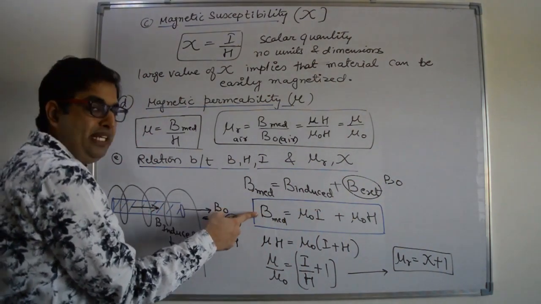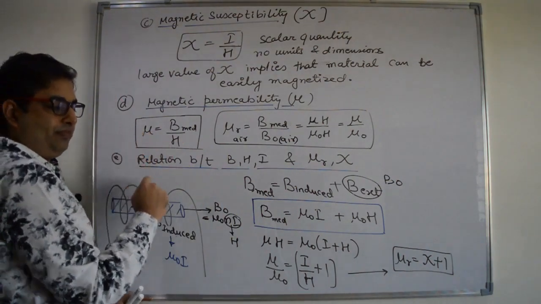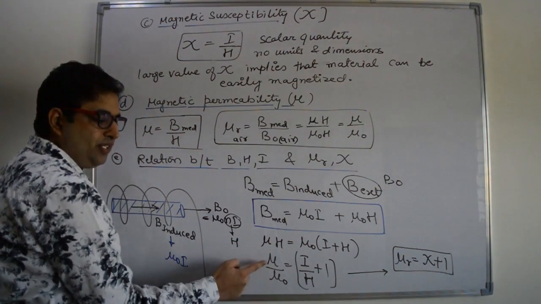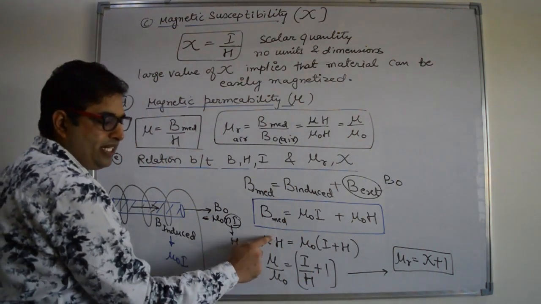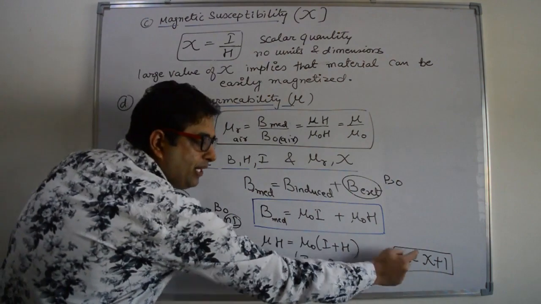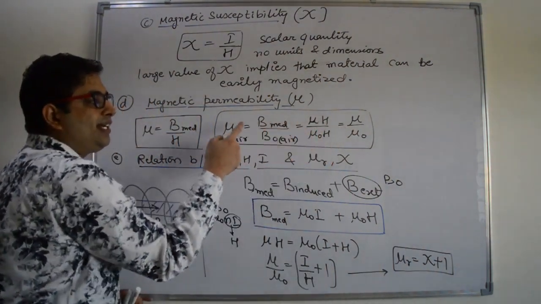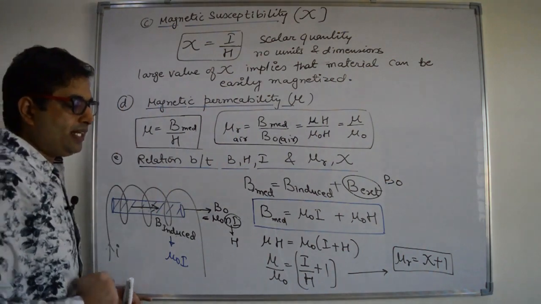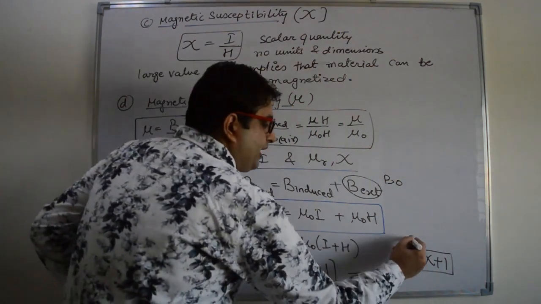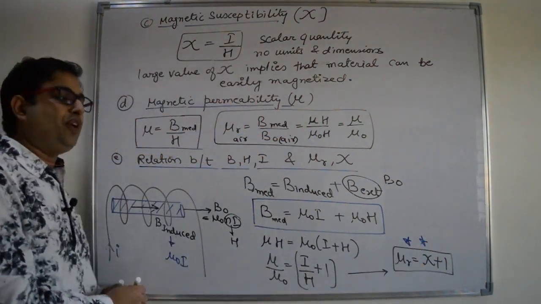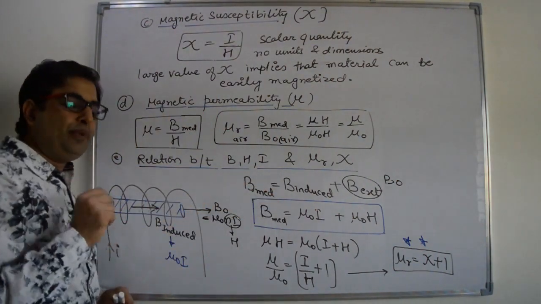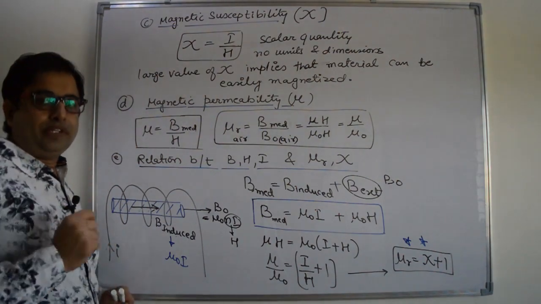Replace B medium with mu into H, right? Take mu naught common and shift this mu naught to the denominator. So mu divided by mu naught equals, with H in the denominator, I by H plus 1. I by H is susceptibility and mu by mu naught is relative permeability. So mu r is equal to 1 plus chi, a very important formula for magnetism. Numericals are based on this small formula. Mu r is equal to susceptibility plus 1. Got it?